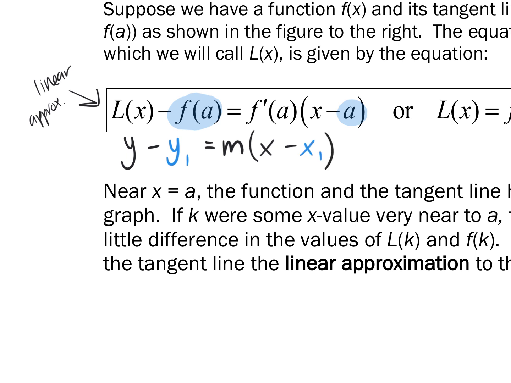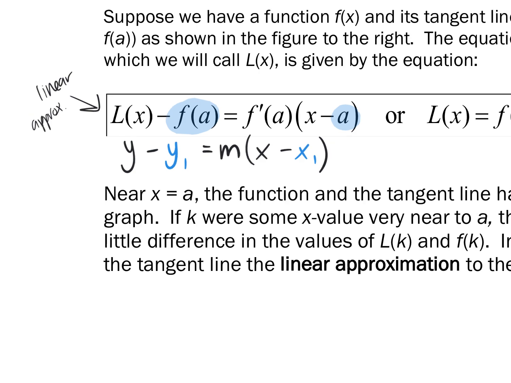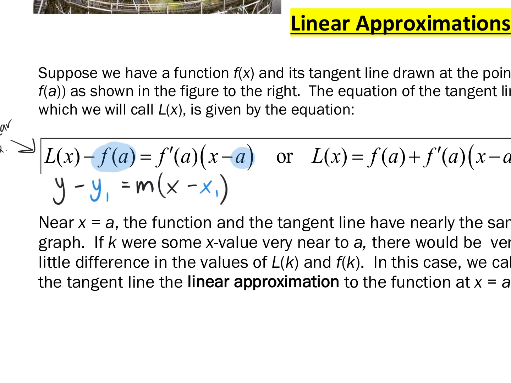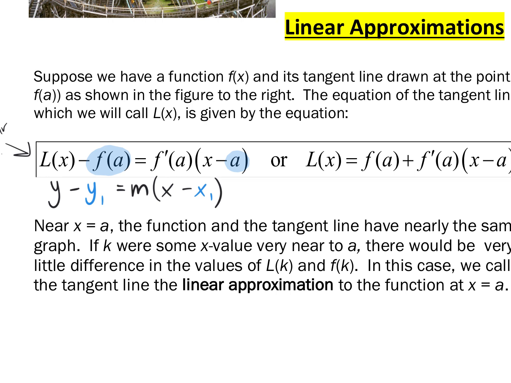So my slope times x minus x1. That's all it is. It's just written with different notation in terms of the picture that we were given for our linear approximation. What is the difference between the first equation here and the second equation? One is already isolated. Yeah, that's exactly right. So I'm isolating L of x. All I did was add over the f of a. So this is technically your y is equal to y1 plus m times x minus x1.